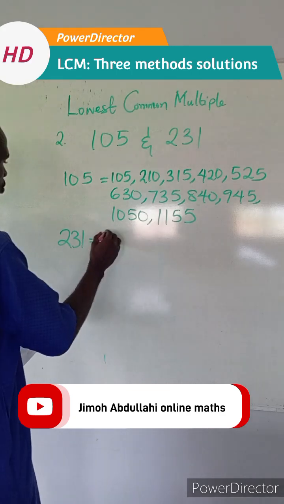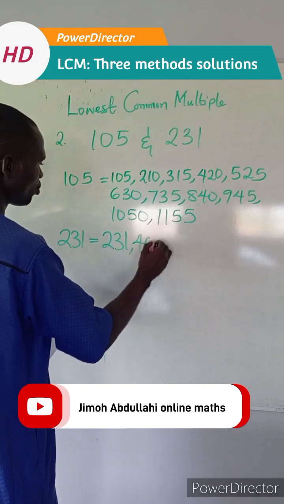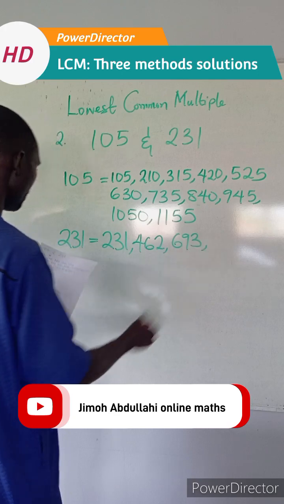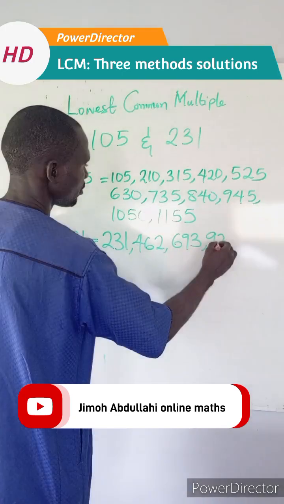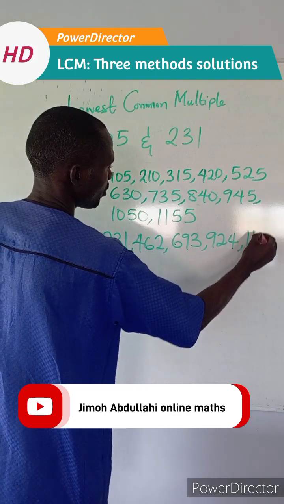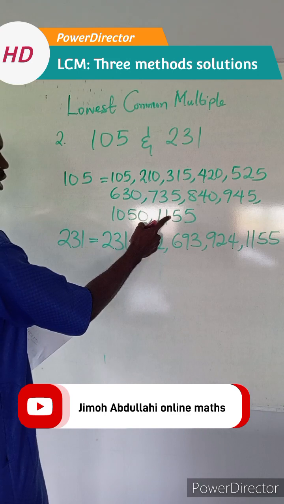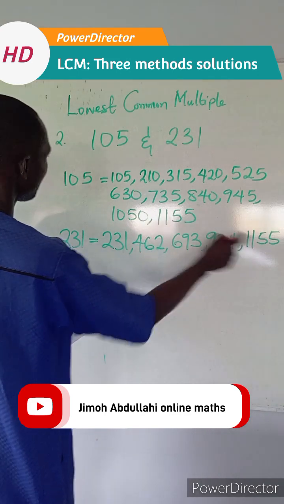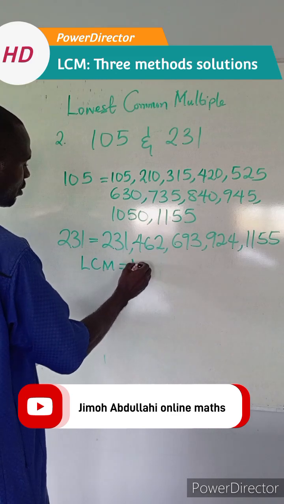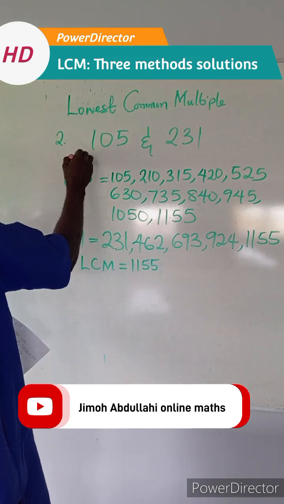Then let's check 231. Times 1 will give us 231. Times 2 will give us 462. Times 3 will give us 693. Times 4 will give us 924. Times 5 will give us 1155. So what you observe is that we have 1155 here, 1155 here. So that is our LCM. That's our LCM, 1155. That's the method 1.